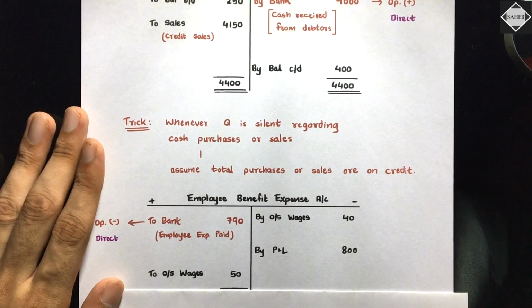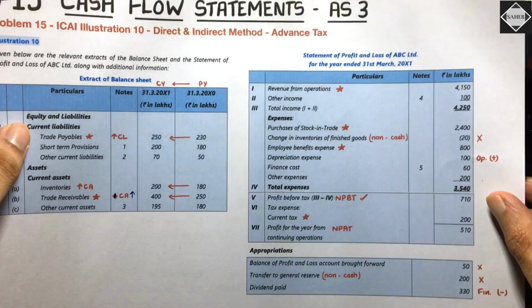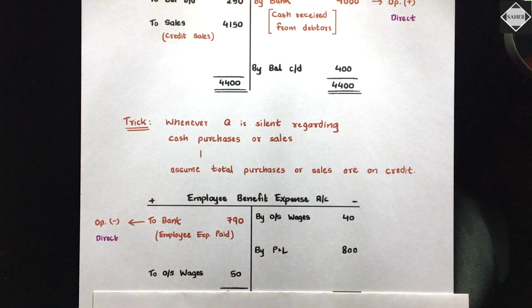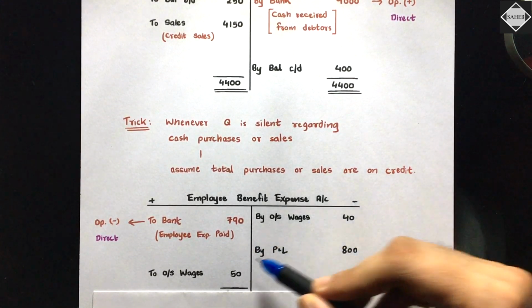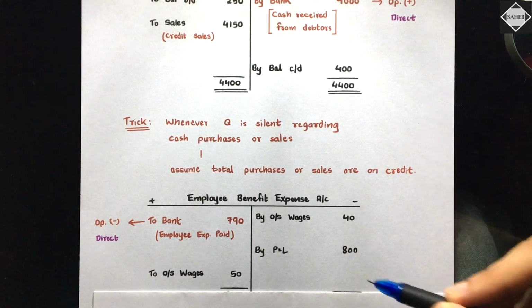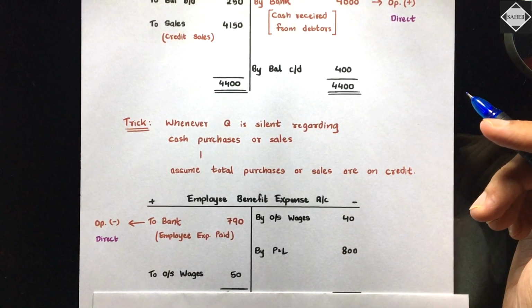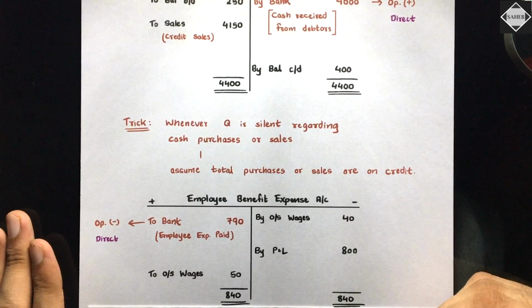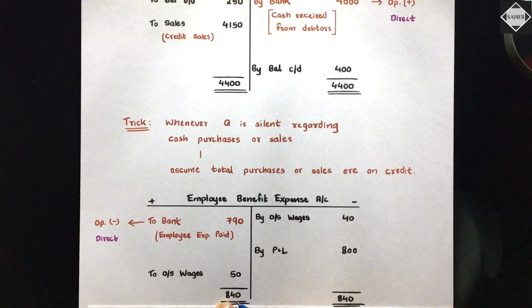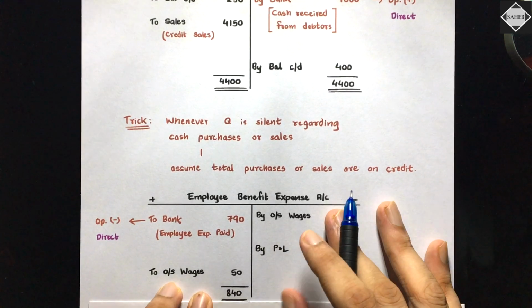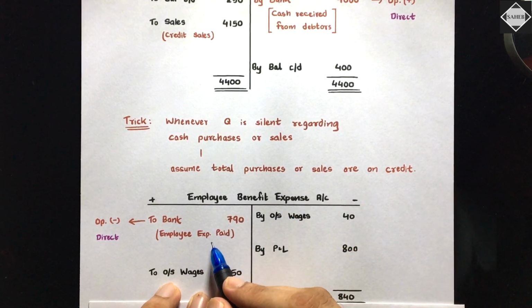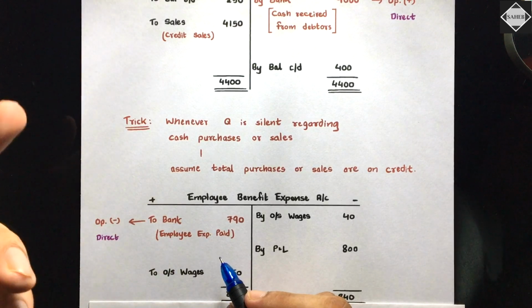Is that clear? Simple. Then in P&L, how much do we have as employee benefit expense? In P&L, it is 800. So employee benefit expense, P&L, it will come over here, because you all know now what happens when we close the expenses account. This is where we take it, right, by P&L. So 800 has come over here. Is it clear? Simple. Then you will balance this account and find out how much expense has been actually paid. So 800 plus 40, that is 840. 840 over here as well. 840 minus 50, that is equal to 790, which is the actual employee benefit expense that has been paid, right? So it is operating cash outflow. What will you do?